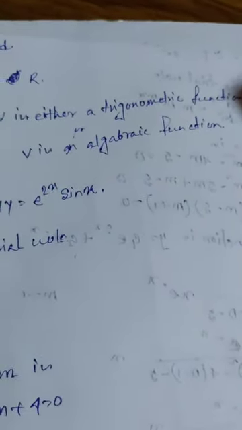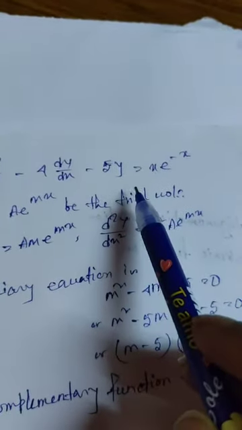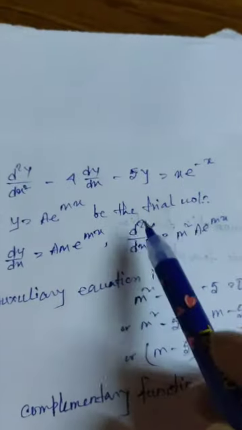So now I will go to the next one, that is when the v is an algebraic function. So now go to the next part. So here I will take the problem as d2y/dx2 minus 4 dy/dx minus 5y is equal to x e to the power minus x.